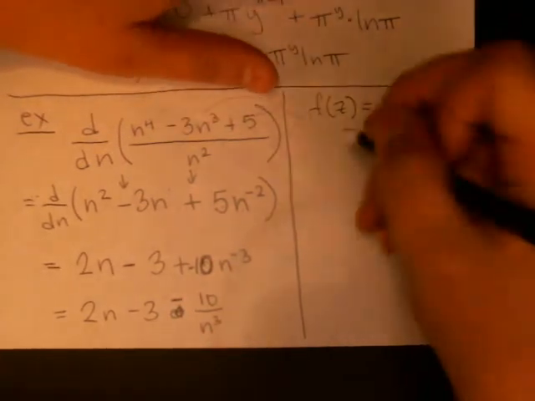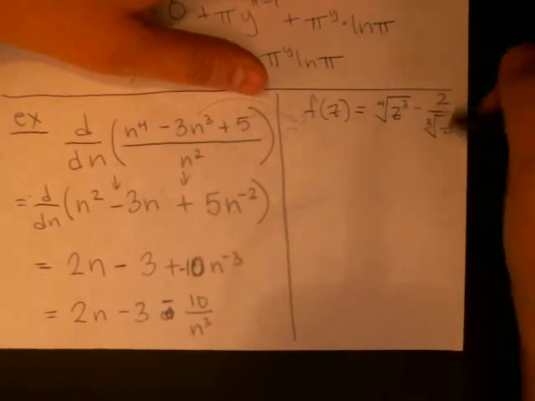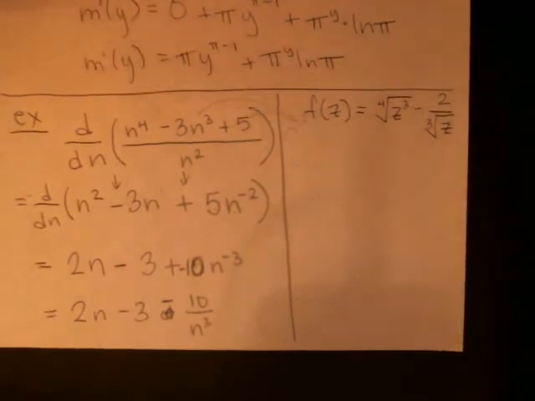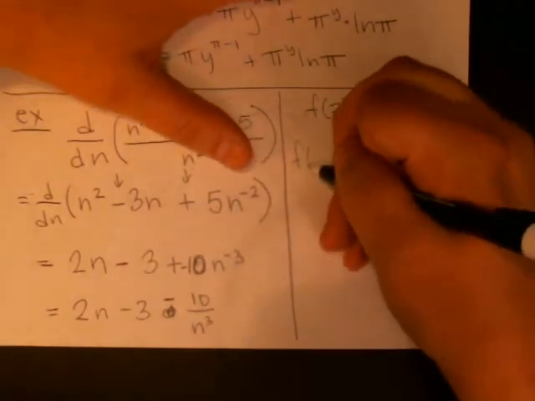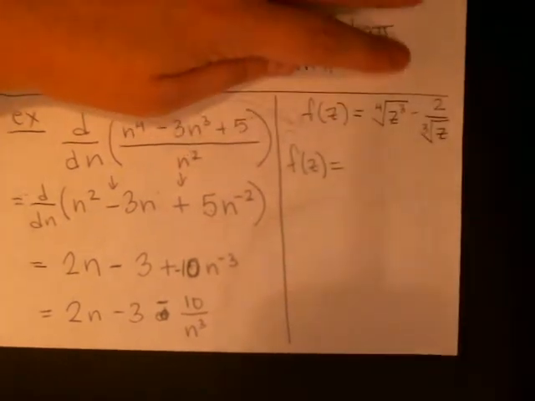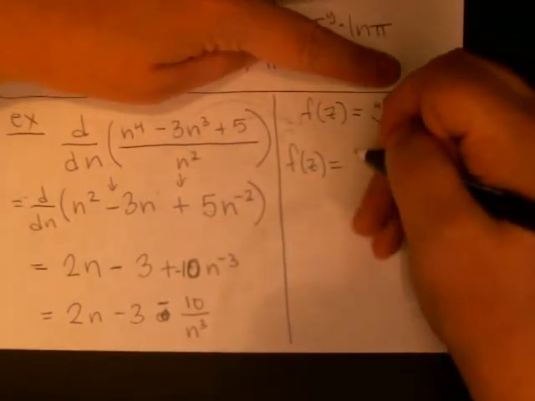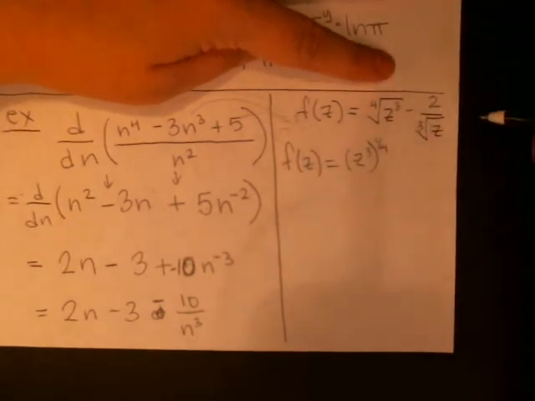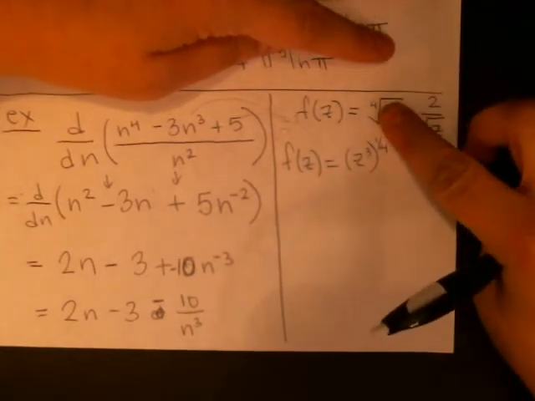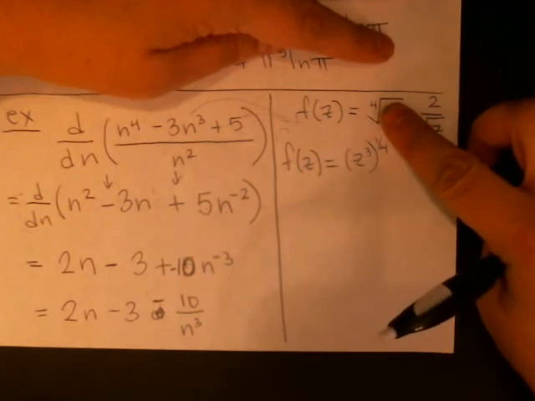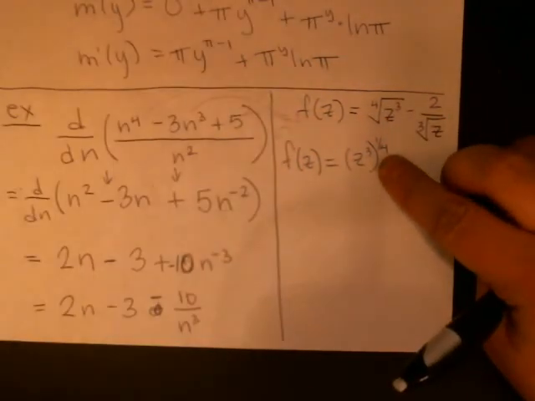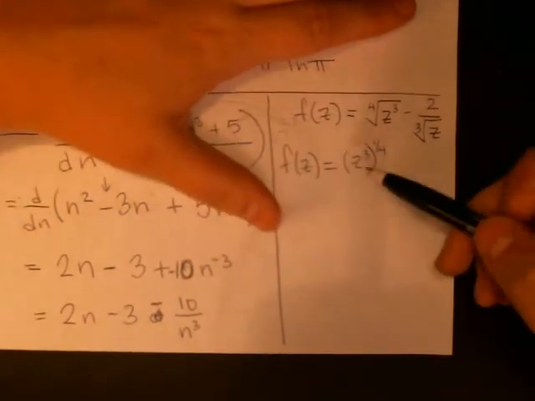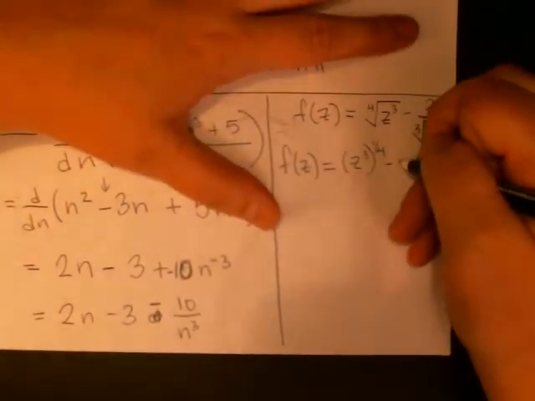Our goal is find f prime, but we don't have rules for roots. And the reason we don't have rules for roots is because roots can always be written as exponents, and then we just use our power rule. So I'm not taking any derivatives here. I'm just rewriting the function. The fourth root of z cubed is the same as raising something to the 1/4 power. A fourth root is exactly the same thing as raising something to the 1/4 power. So we really have z cubed to the 1/4.